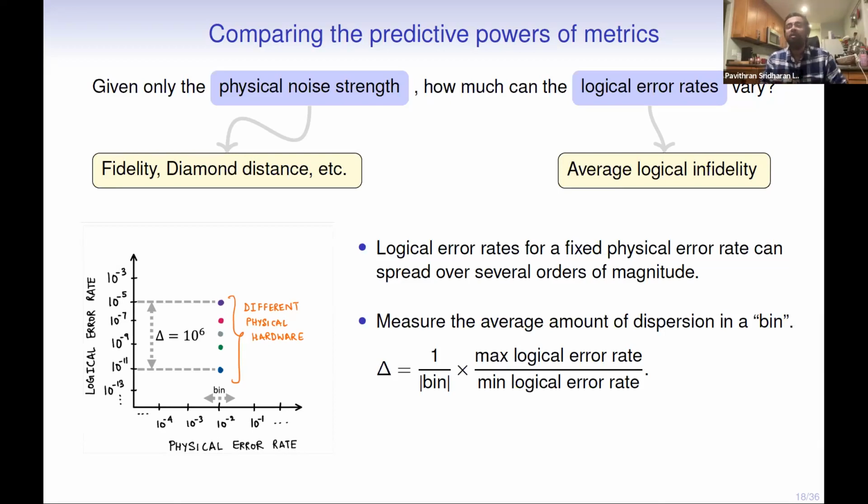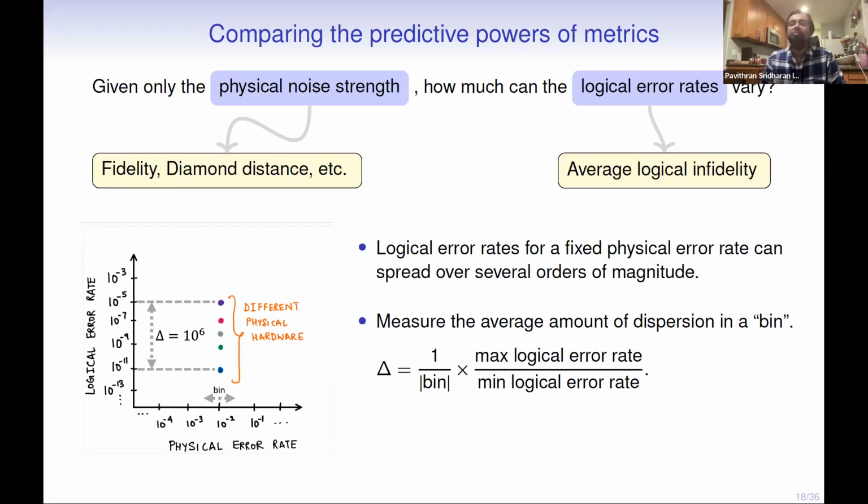In other words, I can quantify it using some dispersion metric. This is kind of an ad hoc metric just to give you a flavor of the amount of dispersion. And this metric is essentially the max over min for a given x value. So it's going to tell you, if I just know what the physical error rate is 1%, there is a delta spread, which hopefully is not several orders of magnitude. Okay, so let's go into the results.